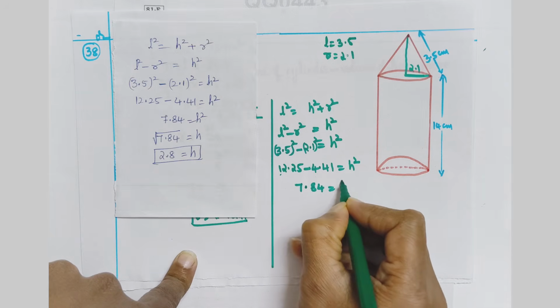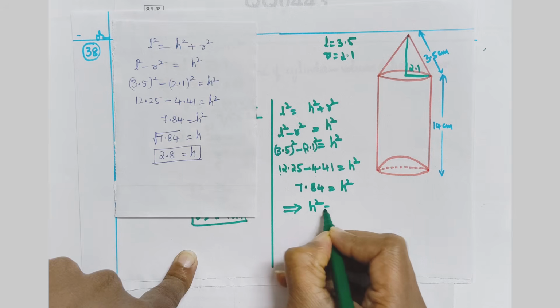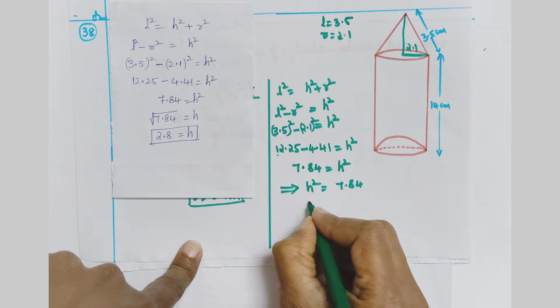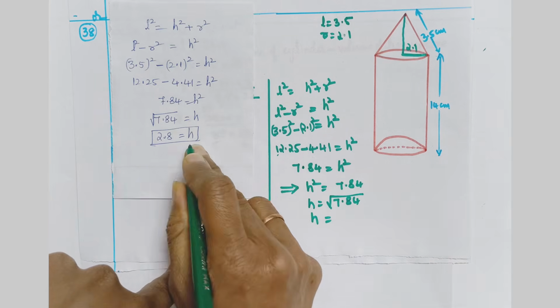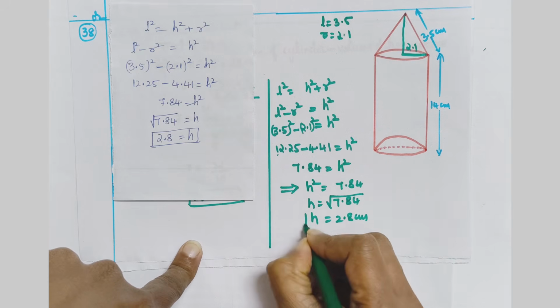7.84 is equal to h square. Reverse, we will write h square is equal to 7.84. Now we will take the root. h is equal to root of 7.84. So h is equal to 2.8 centimeter. This is the height.